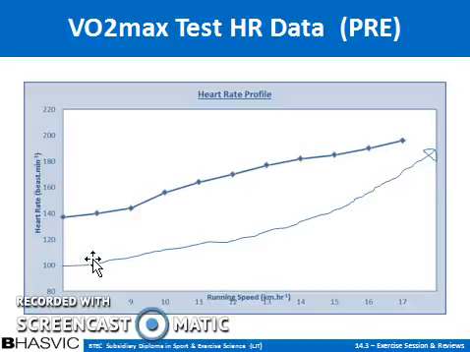So as you can see here, this is the post data and this is the pre data. The pre data is a lot higher, starts a lot higher, finishes higher, whereas the heart rate profile for post starts a lot lower, increases similarly, but then it can go on further and increase more due to the more efficient heart.